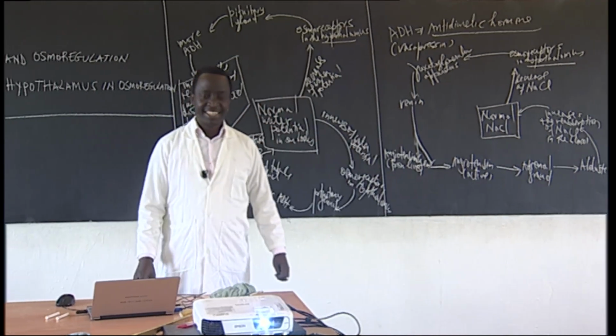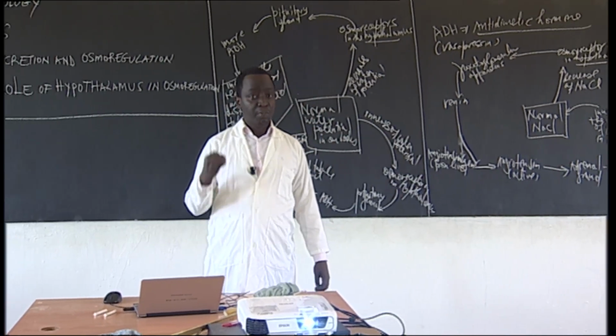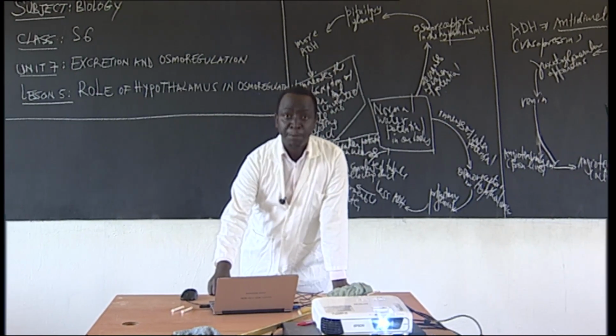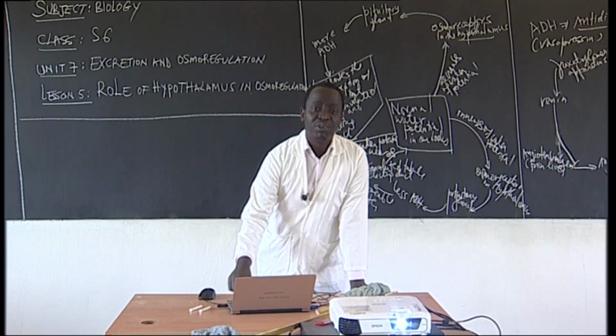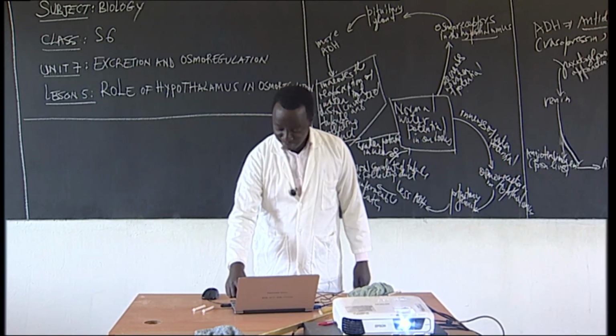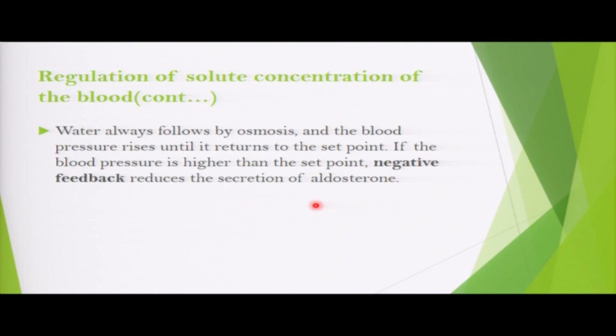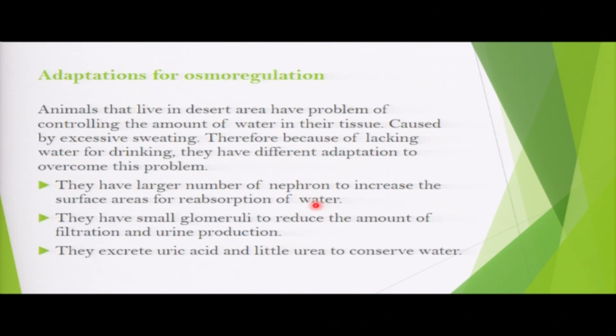Are you okay? Nice. I hope you have seen how this hypothalamus is very useful in the control of this osmotic pressure. You have to know that always water and the mineral salts have to be balanced. So the gland that is involved is the hypothalamus. You have seen how the hypothalamus can contribute to that.